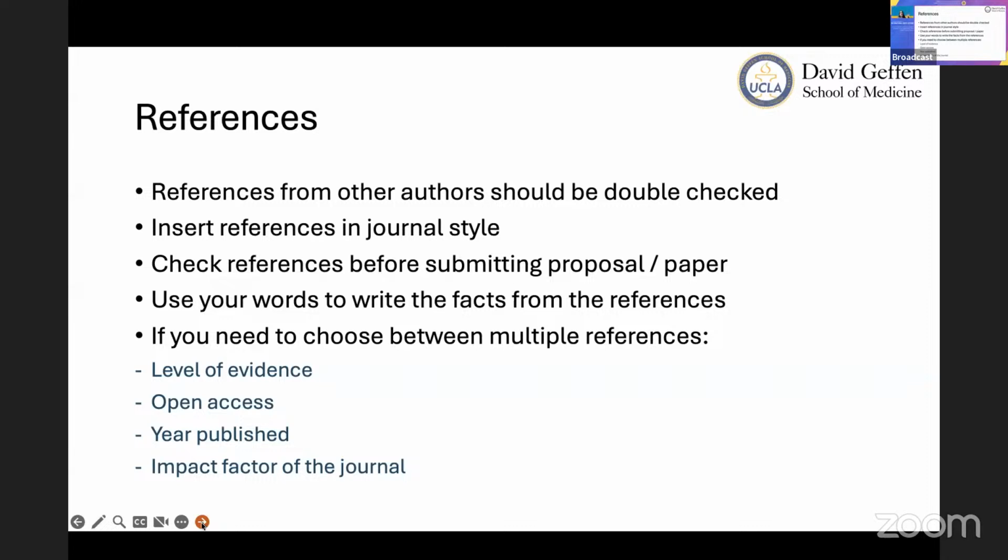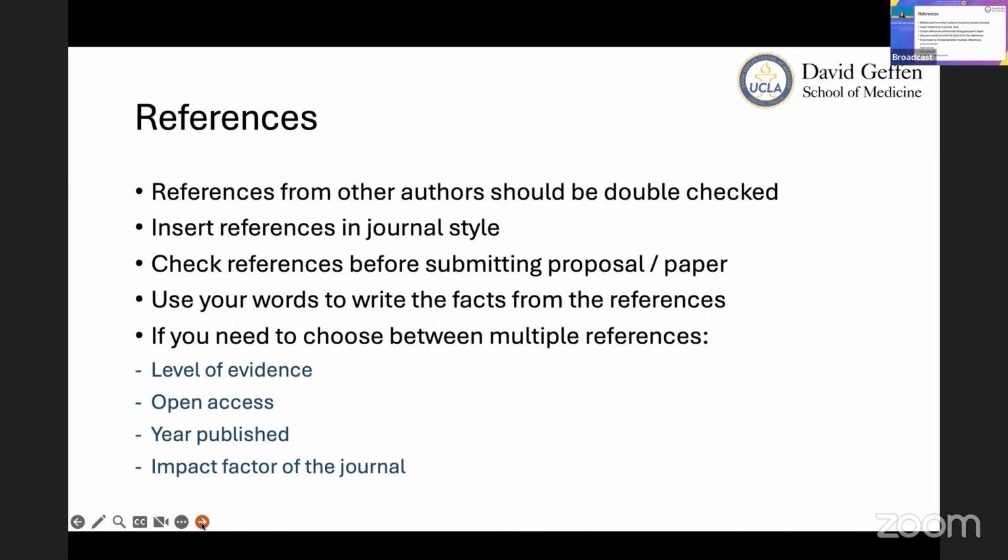There are different journals. They put different styles for scientific reference placement. So make sure you follow the reference pattern that the journal is asking you to do, and use your own words to write the facts from your references. Don't copy paste things from a particular article and put it in there.